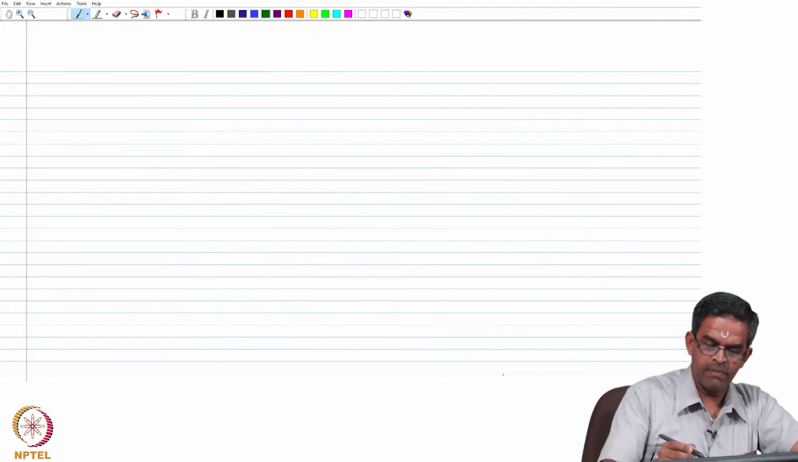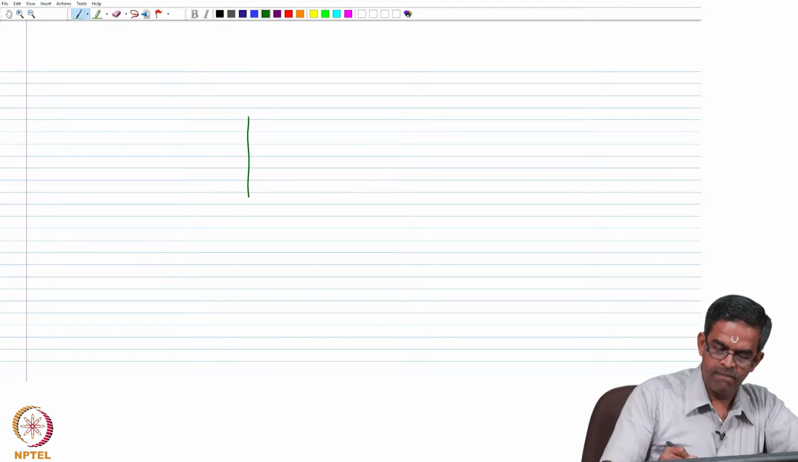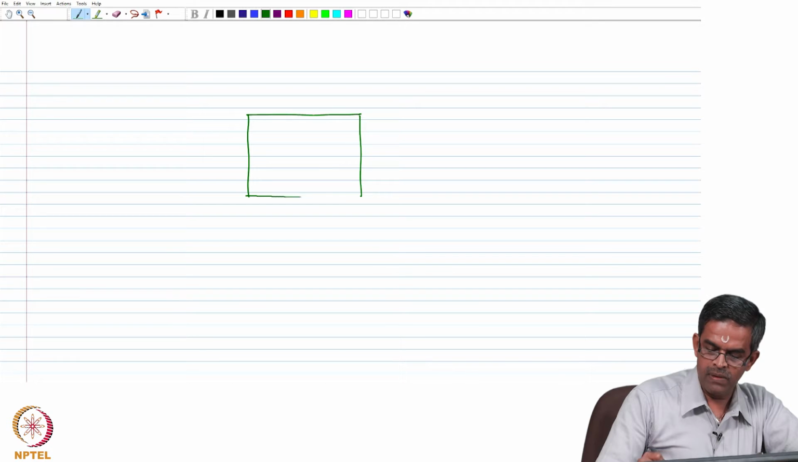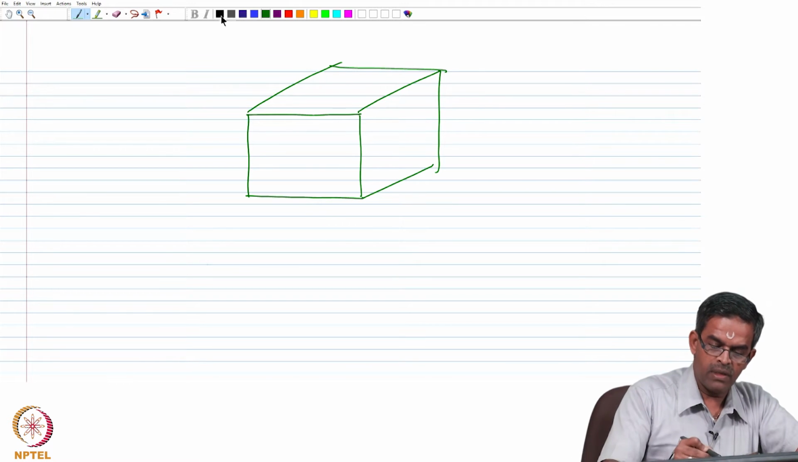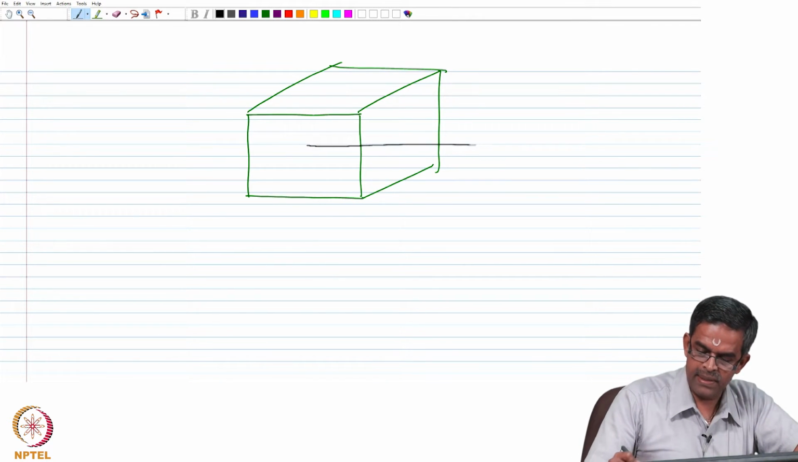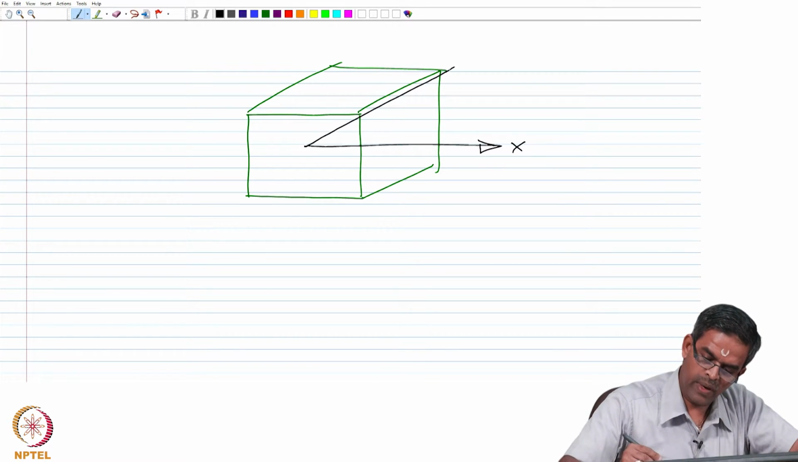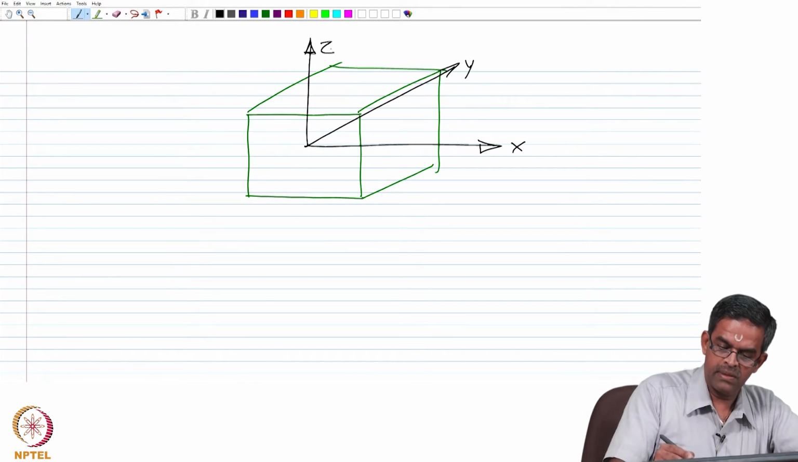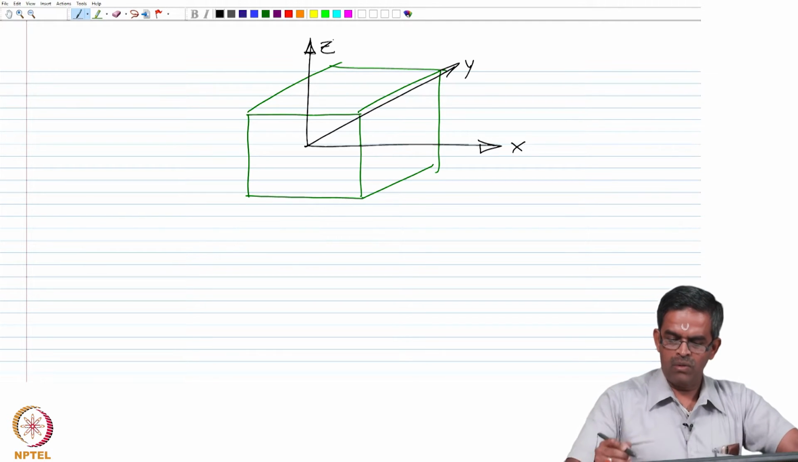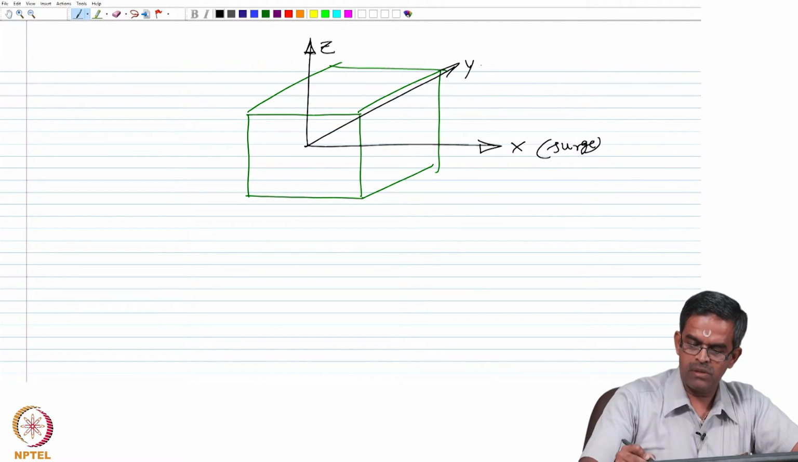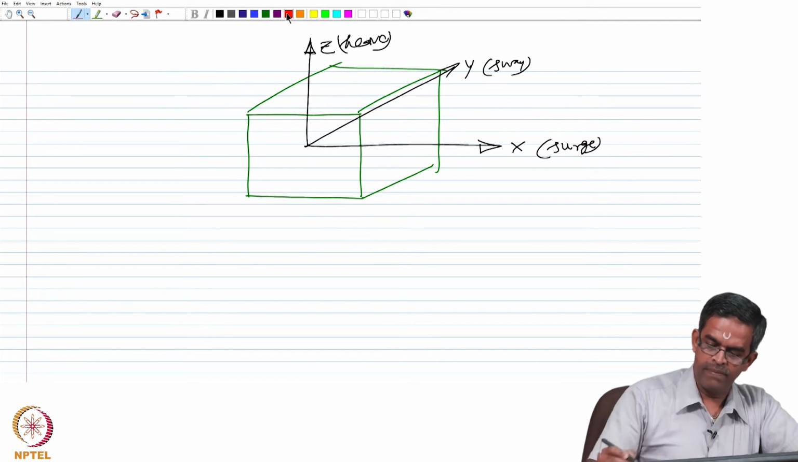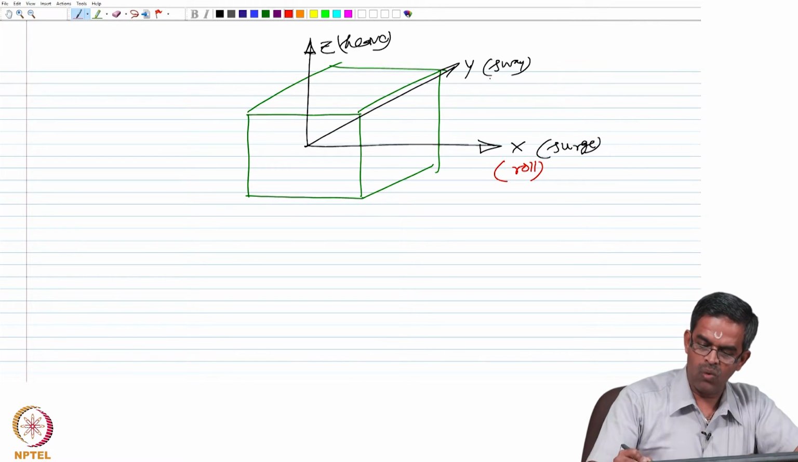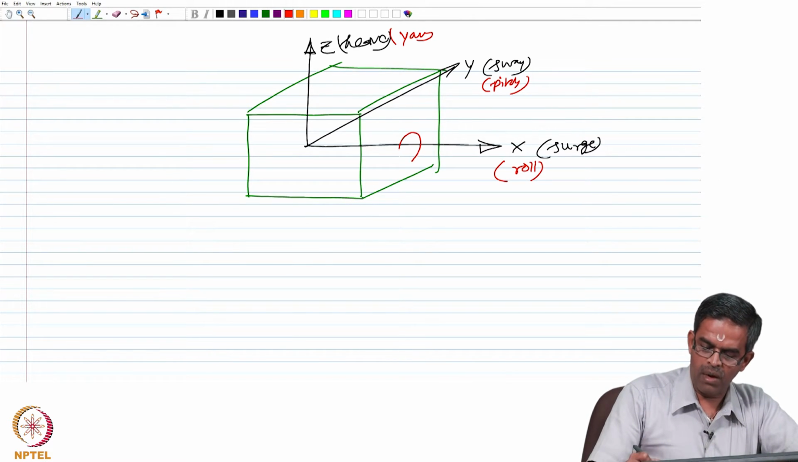So, let us take a plane, this is the platform. Let us take a plane, mark the axis: this is x axis, this is y axis, this is z axis. You know this is going to be surge, this is going to be sway, this is going to be heave, the displacements, and rotations about x, roll, pitch and yaw. They can also be marked with the directions.